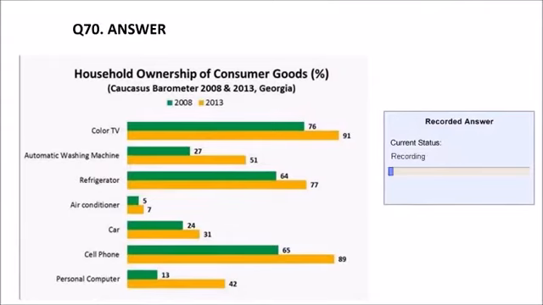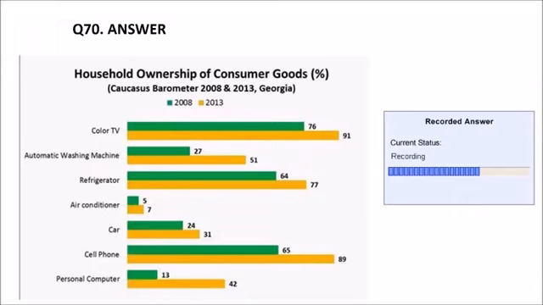This graph compares the percentage ownership of consumer goods in year 2008 and 2013. During both years, color TV was the most common item, while air conditioner was the least common item in the households. During year 2013, cell phone became the second most popular item, which is closely followed by refrigerator. Surprisingly, personal computer was not very popular.